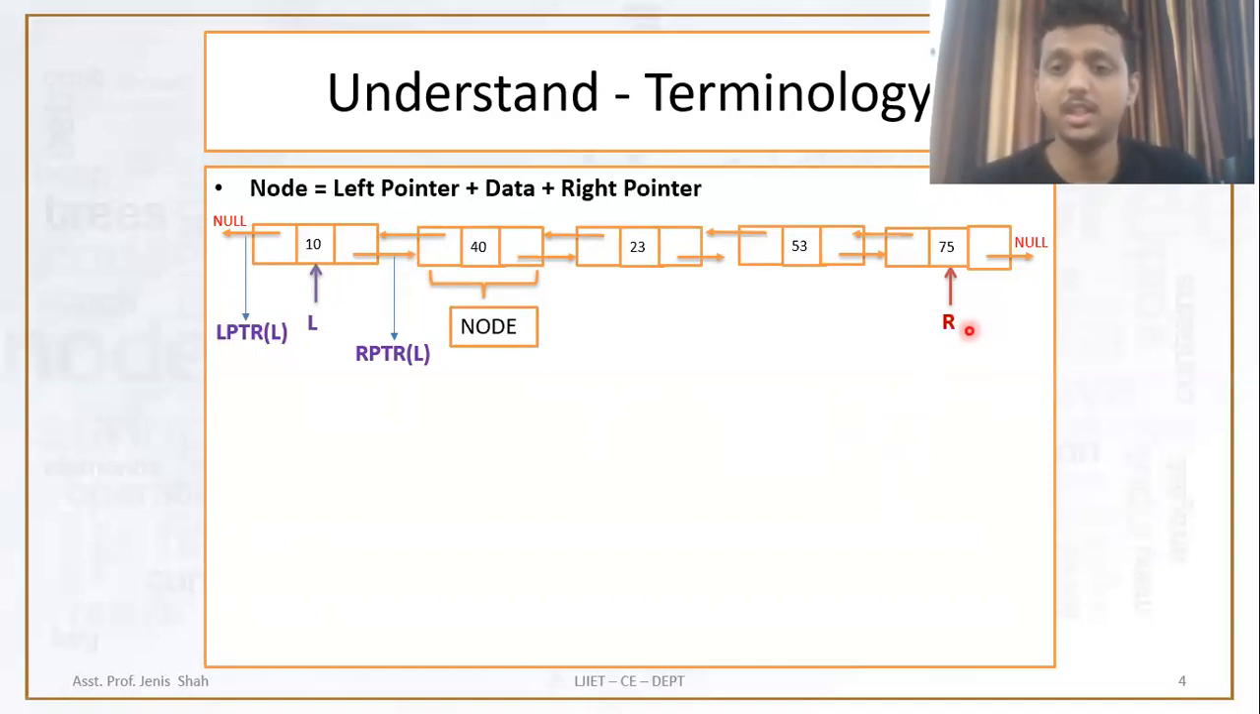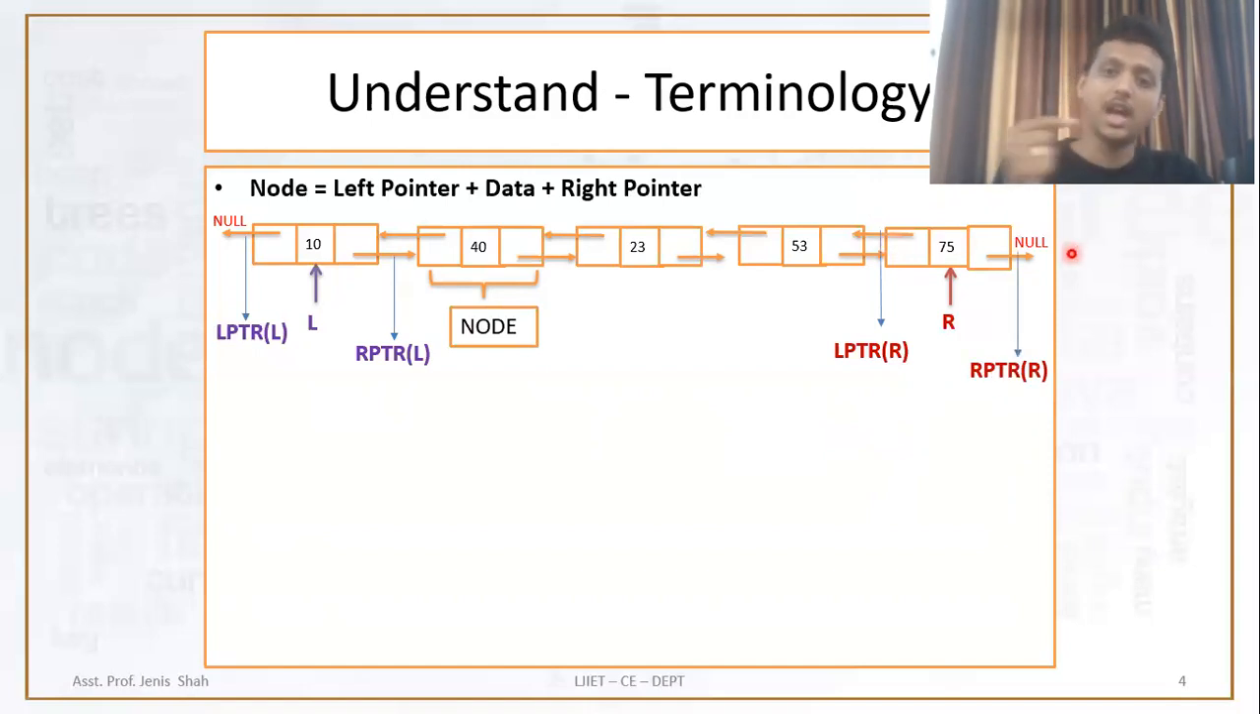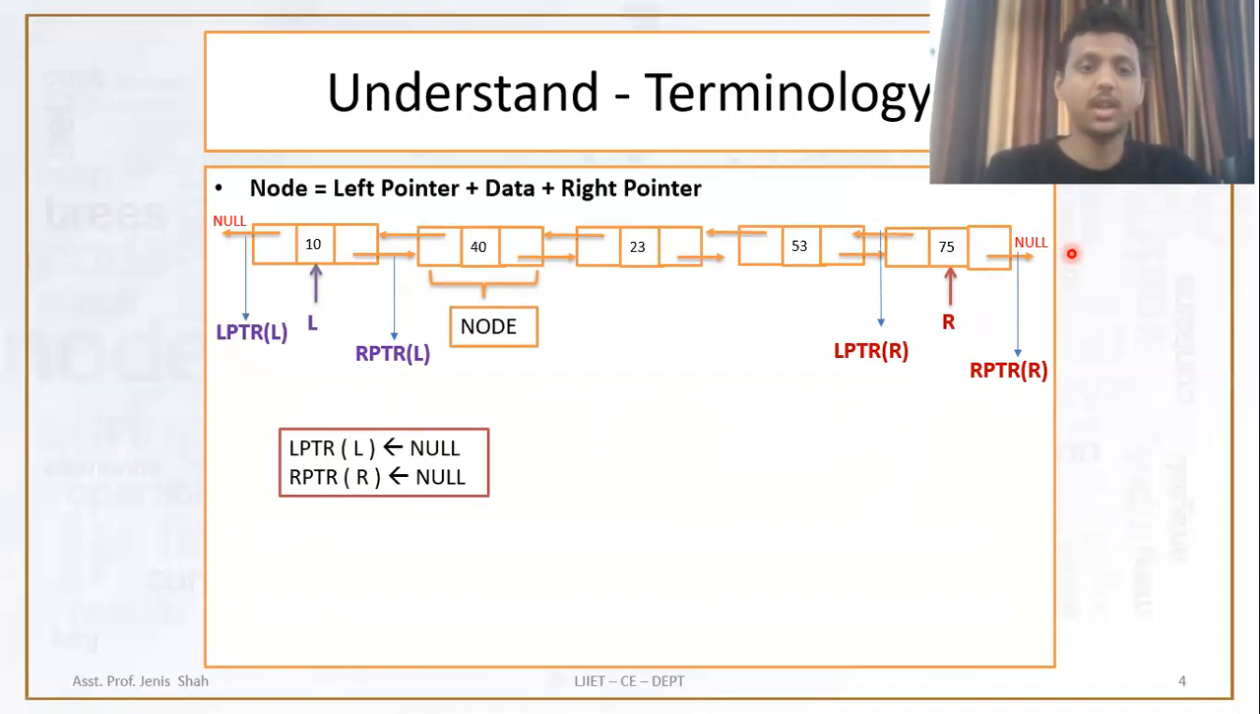So students, for the last node, R, we have this left link. The left link is known as LPTR, so it is LPTR of R, and the right link is known as RPTR of R. Here RPTR of R is pointing to null. So LPTR of L is equal to null, and RPTR of R is equal to null.